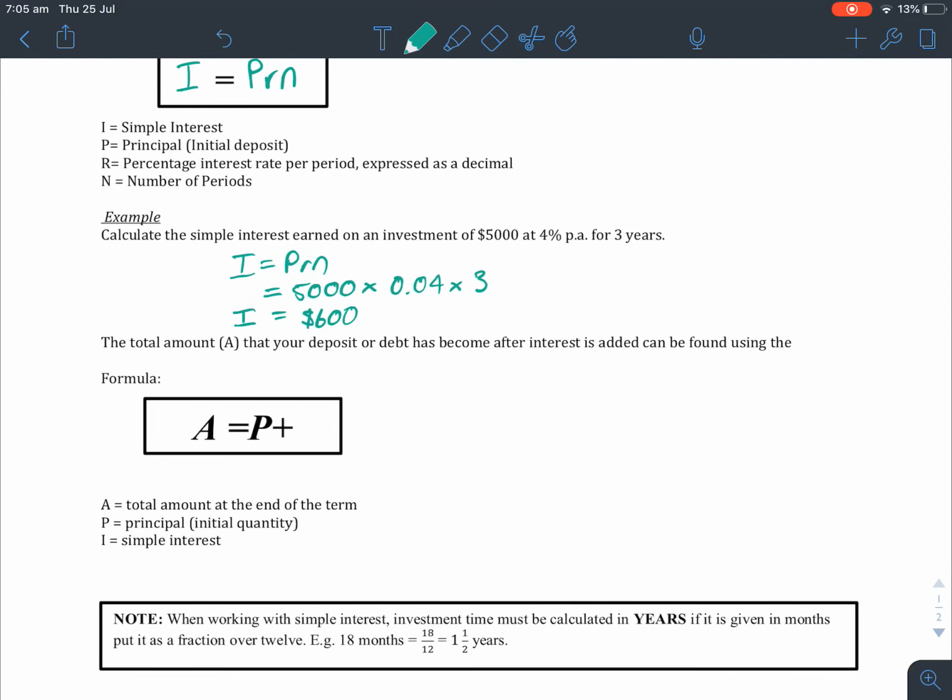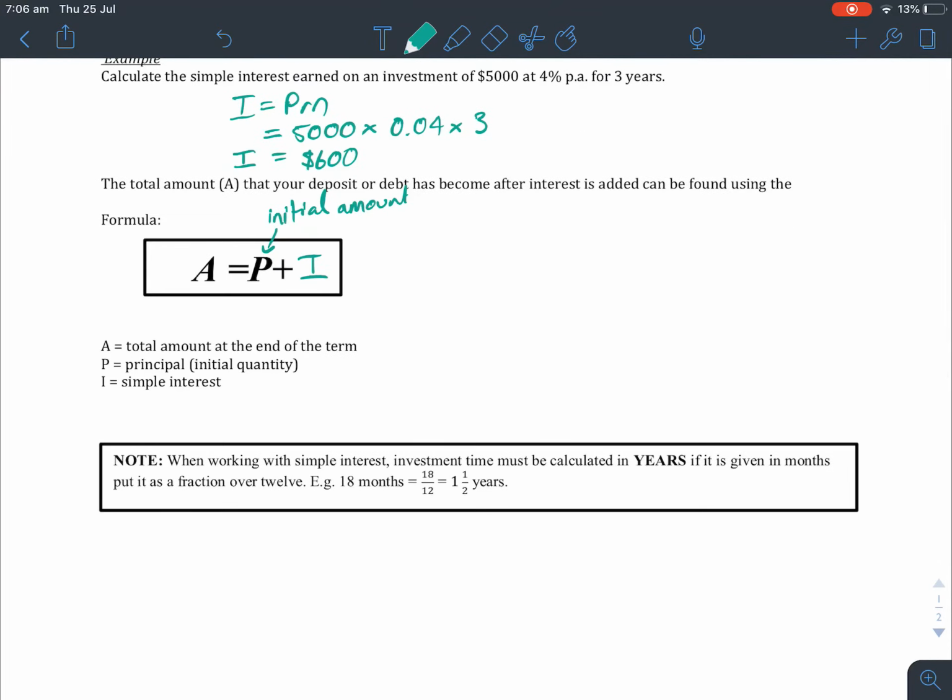And that can be represented in this formula here. Amount that you want back at the end is P, the principal, initial amount, plus you want your interest as well.